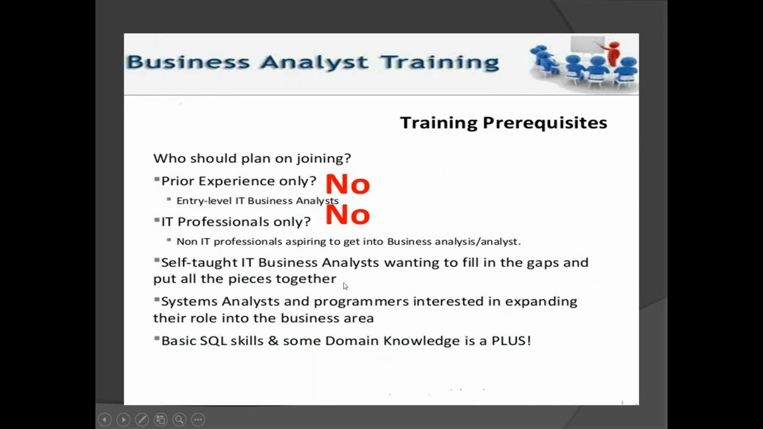That means if you are working as a business analyst, and you want to gain more detailed knowledge on different concepts of BA, then you can take this training. System analysts and programmers interested in expanding their role into the business area: if you are working as a system analyst or programmer, and you want to divert your career to BA, then you can take this training.